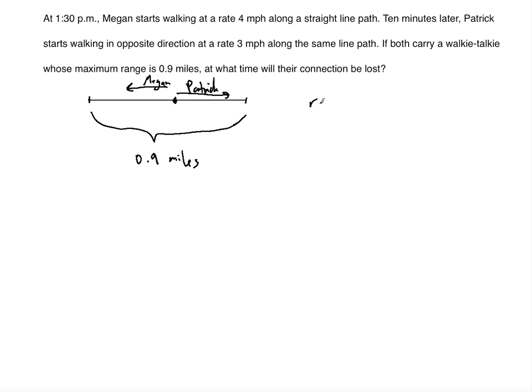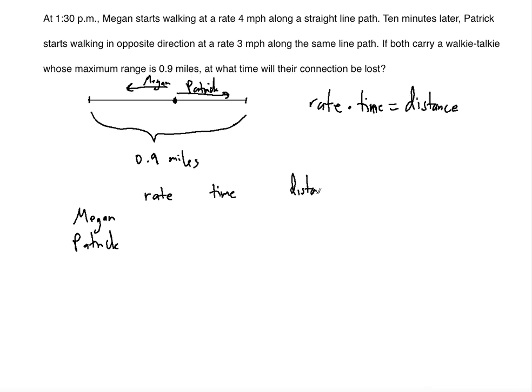Now we can use the fact that rate times time is equal to distance. Okay, in other words, rate multiplied by the time is equal to distance. So let's create a table. We're going to create a table involving Megan and Patrick. We label the rows, and now we're going to label the columns as rate, time, and distance.